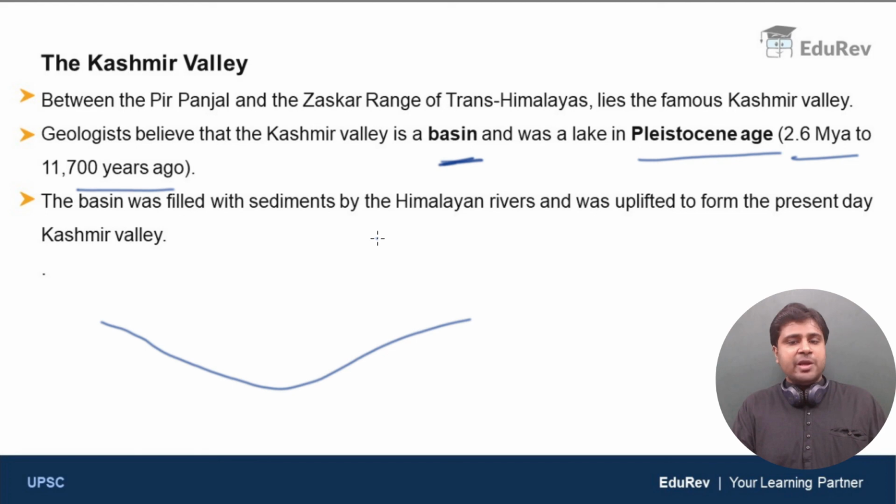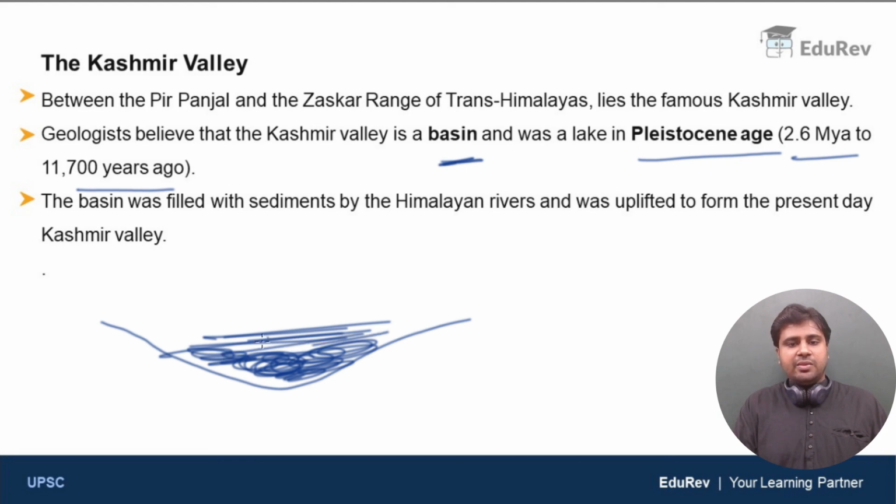And the basin was filled with sediments by the Himalayan rivers, and it was uplifted to form the present day Kashmir Valley. So this Kashmir basin was filled by sediments which the Himalayan rivers were carrying. So eventually the land got uplifted, and that is how the present day Kashmir Valley has formed. So these are the important points about Kashmir, and we have discussed all the important and relevant points. Clear? So I hope you understood this video. In this video, we have discussed the Pir Panjal range of Middle Himalayas. In the next video, we are going to discuss the other important ranges of Middle Himalayas.